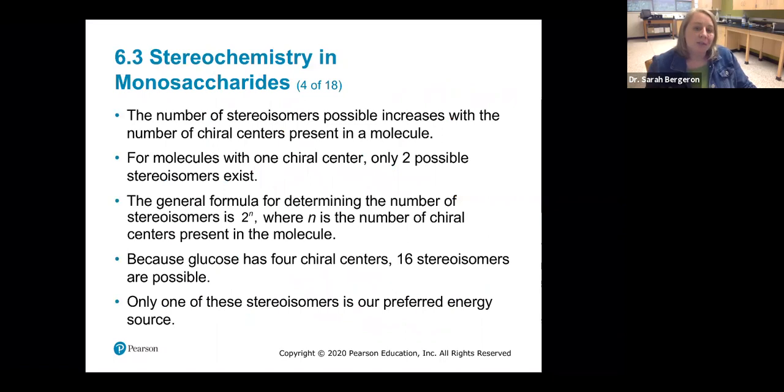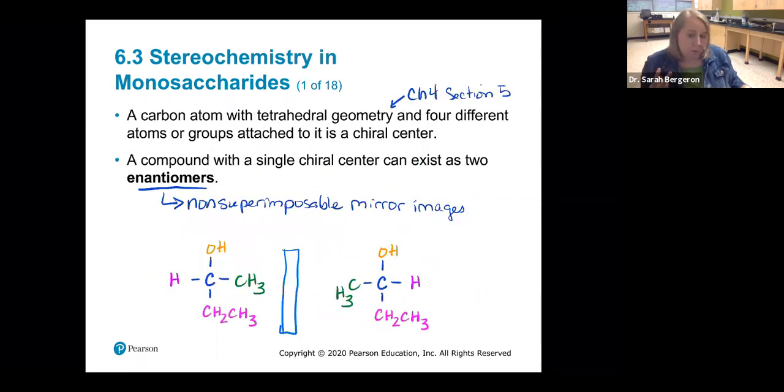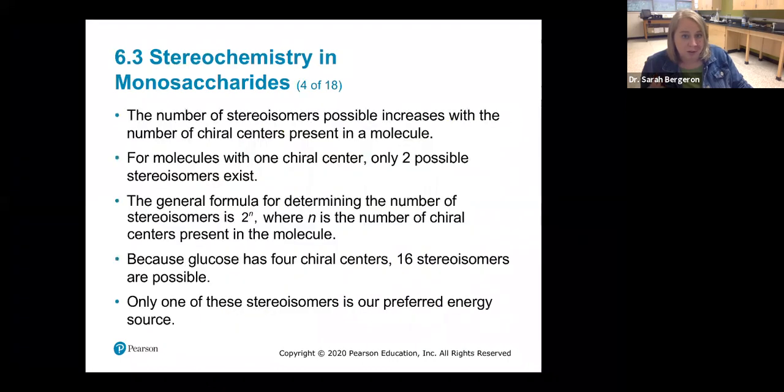The number of stereoisomers that are possible really increases every time we have a new chiral center. If you have a molecule that only has 1 chiral center, there are 2 possible stereoisomers. Oh look, we had 1 chiral center. This is our chiral center, and we have 2 possible stereoisomers. Anytime you're trying to figure out how many stereoisomers are present, the formula is 2 raised to the n, where n is the number of chiral centers present in the molecule.